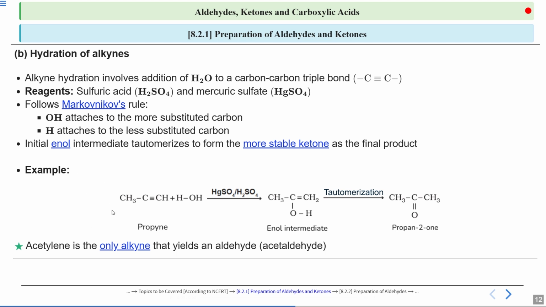Now, acetylene is the only alkyne that yields an aldehyde. This is an exception which you need to remember: acetylene is the only alkyne that yields an aldehyde. So instead of yielding a ketone, it yields an aldehyde, which is called acetaldehyde.